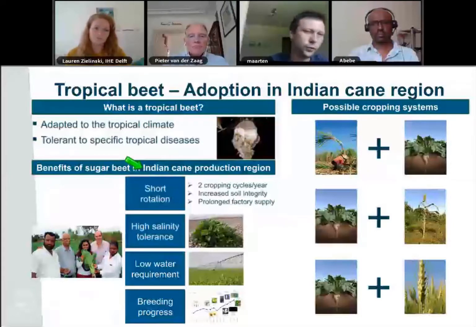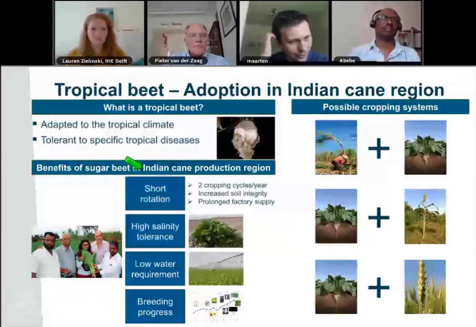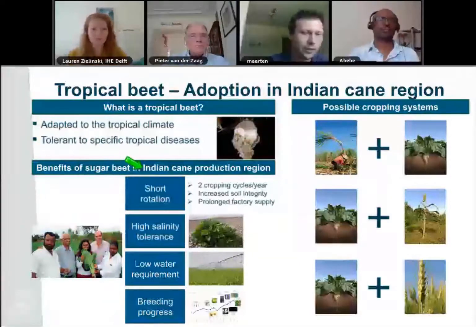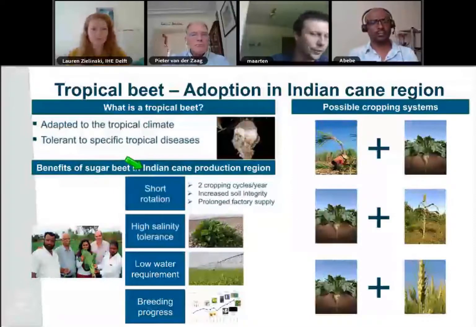And of course, if you move into new regions, you experience new diseases. Sclerotium, as you can see here on the picture, is a nasty example of that. So then we also have to develop and breed for tolerances against these diseases, and only then you have a variety that can sustain profitable growth in the new region.